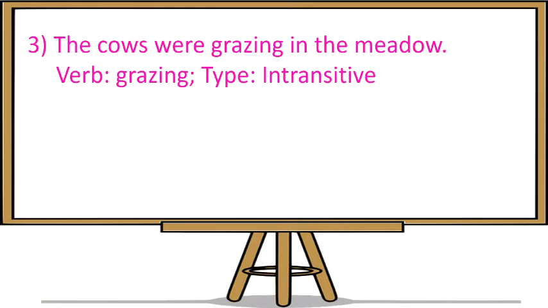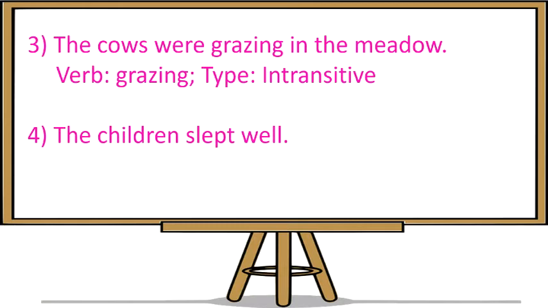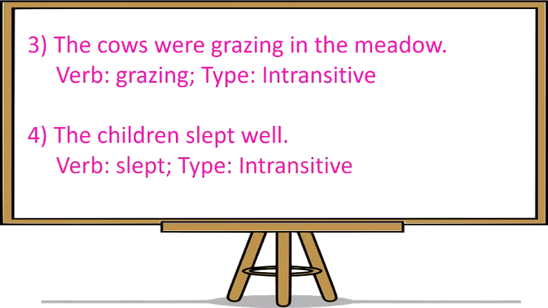Keep that in mind. Number 4, the children slept well. Now can you ask, the children slept what? Is there any answer? No. The children slept whom? Do you get any answer? No. The children slept how? Now we get the answer, well. So, the verb is slept and the type is intransitive. Okay, because this verb has no object. Shall we move further?